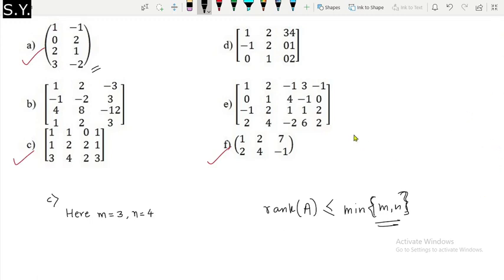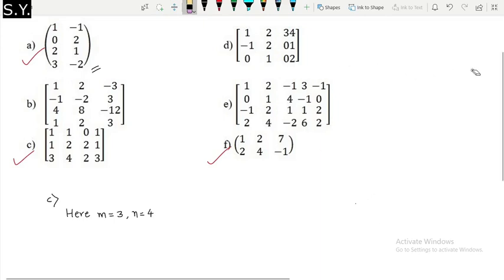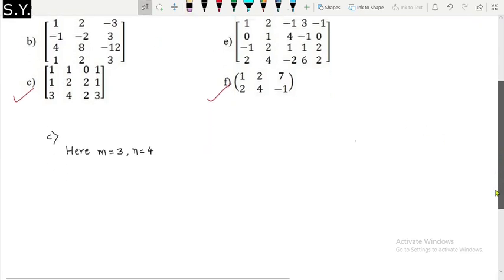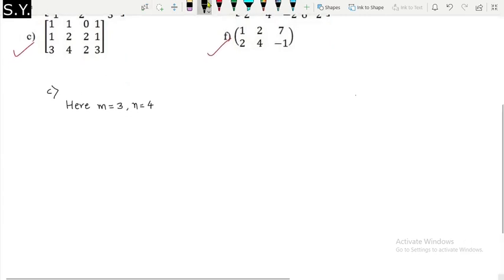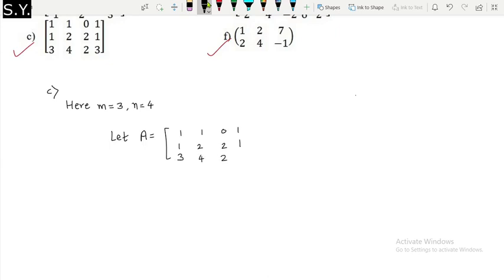Now in this particular example, we are going to find the row rank. Since some students demanded to solve a few more examples on this topic, here I am going to solve one more example. Okay, the example C. I will use the notation A for this matrix. So let A be equal to, my matrix is 1 1 0 1 1 2 2 1 3 4 2 and 3.